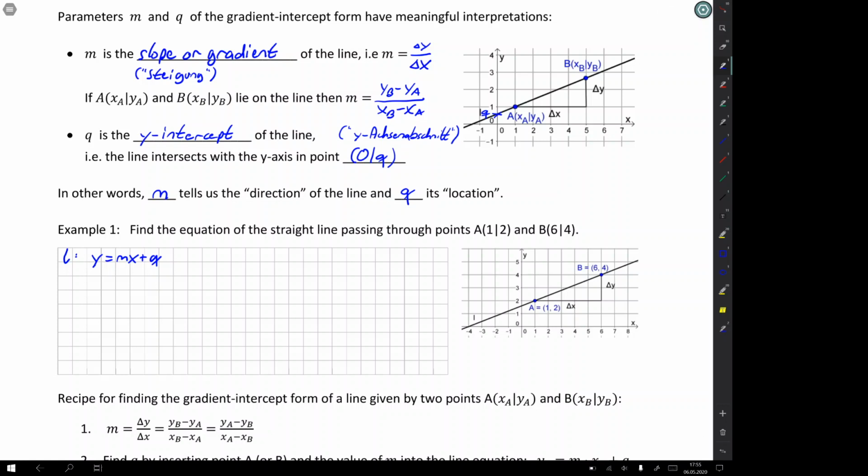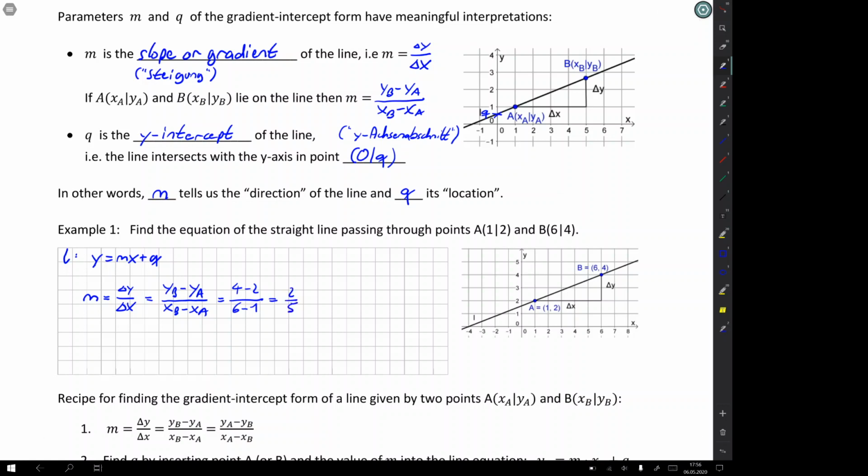So let's find first the m. Well, m is delta y divided by delta x. We said that before. It's this gradient. So it's this divided by this. And we said the delta y can be calculated as yb minus ya and delta x as xb minus xa. So we insert now the values. Yb is 4, ya is 2, xb is 6, and xa is 1, and we get m is 2/5.